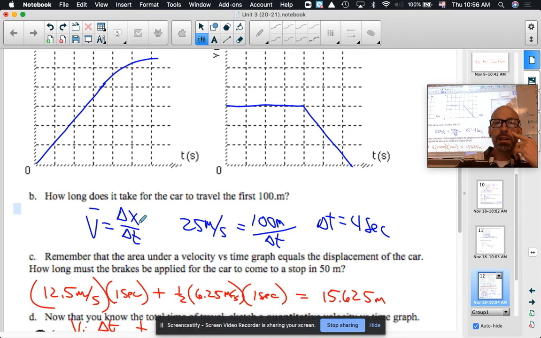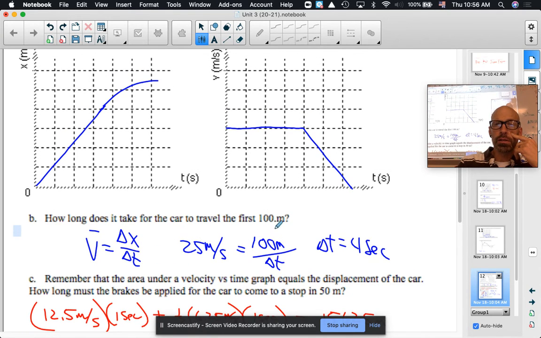Then it says, how long did it take for the car to travel the first 100 meters? Well, 100 meters of displacement, again, delta x over delta t here. 100 meters of displacement, delta t we're looking for. 25 meters per second is the average velocity for the first 4 seconds. And so it took 4 seconds to do that.